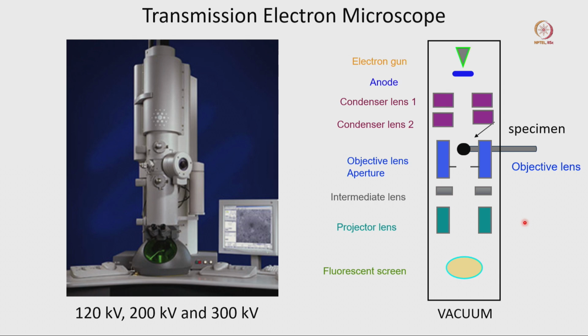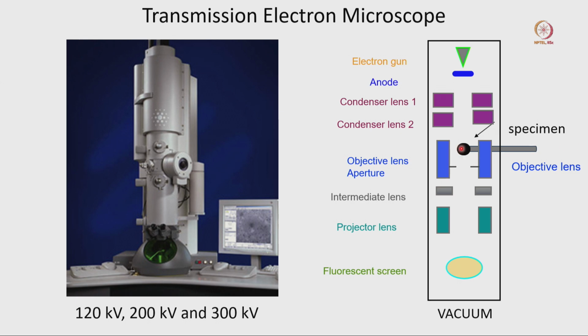Now, if you pay attention to the internal part of this microscope, you can see it has an electron gun and then an anode. Then there are 2 condenser lenses, or sometimes 3. Here you can see condenser lens 1, condenser lens 2. And then the specimen goes somewhere here. This is the goniometer or specimen holder.